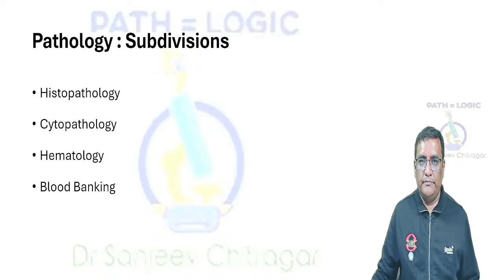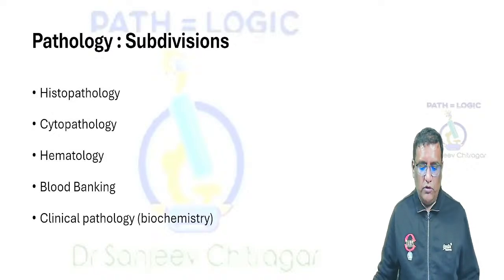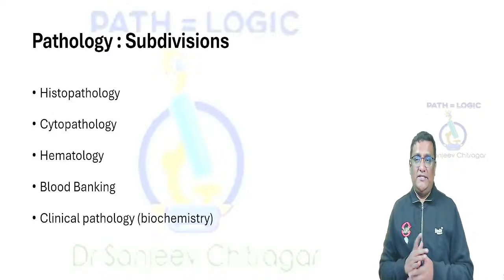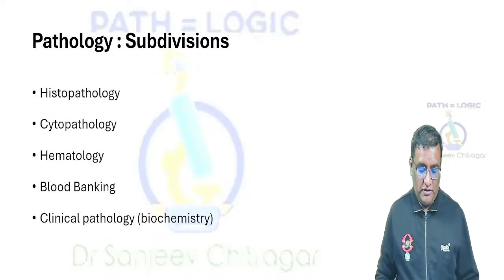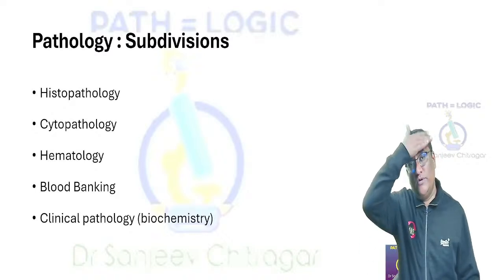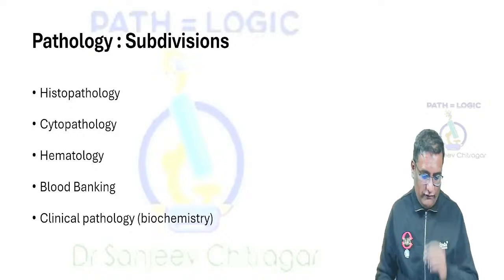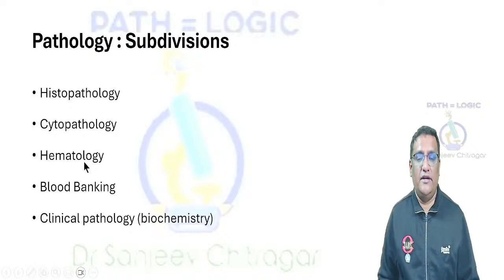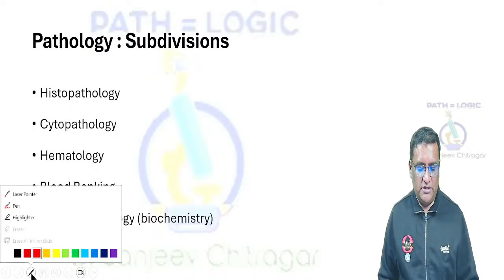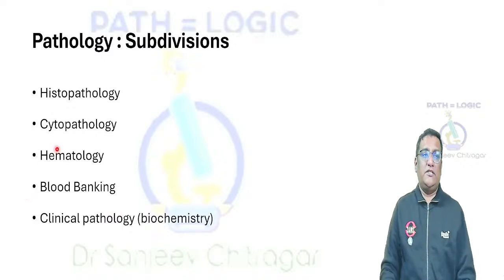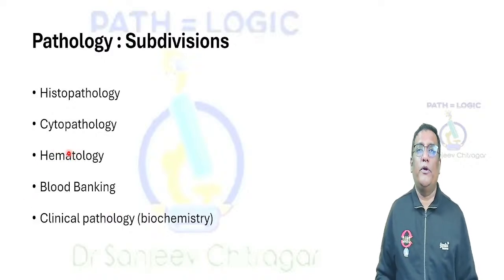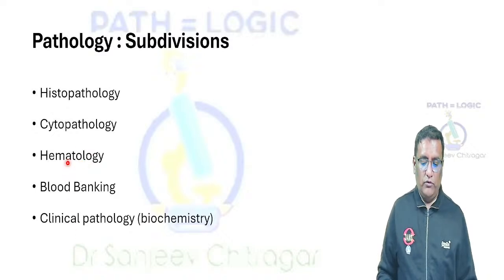Next, one more, clinical pathology. So what is clinical pathology? Clinical pathology is biochemistry. Most pathologists find this a very bread-earning branch. Once you do pathology and start your own lab, this is going to be helpful. So hematology and clinical pathology are two important branches, especially if you are going to open your own lab. These will be two very, very important ones.